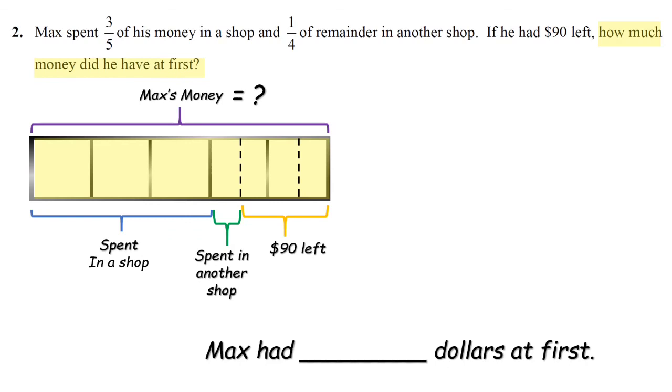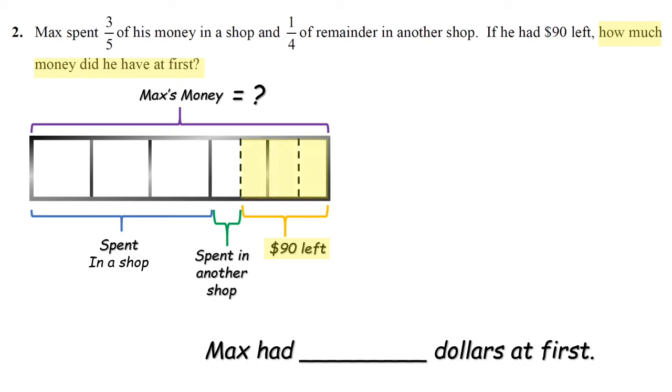So first of all, let's write our answer sentence for that. Max had blank dollars at first. That's our target. We got to figure out how much he had before he spent any money. Now, to solve this problem, you want to start with the thing you know. And you know that he had $90 left. How much money do you know on the model? I know that $90 is right here.